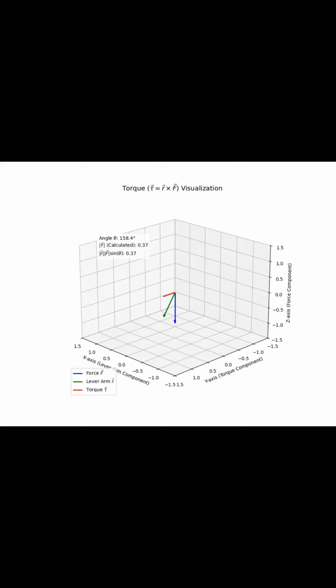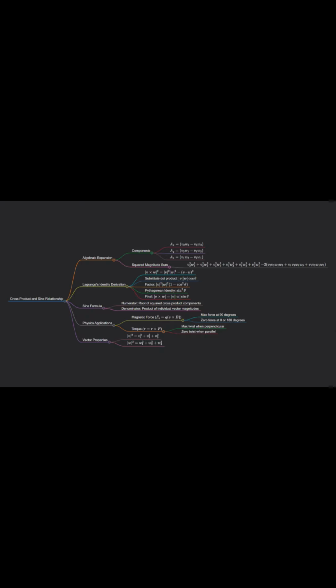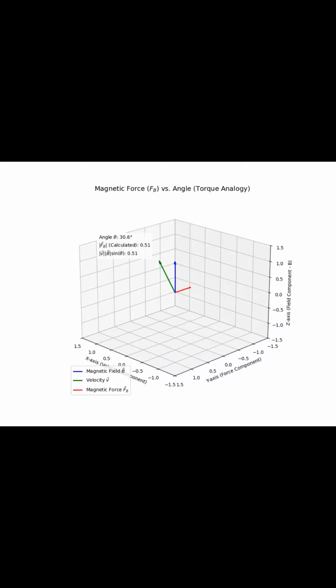In the physical world, this mathematical structure is used to model phenomena that rely on perpendicular interaction. Two primary examples are magnetic force and torque. When a charged particle moves through a magnetic field, the force it experiences is not uniform. It changes based on the direction of travel. The force reaches its absolute maximum when the particle's velocity is perpendicular to the magnetic field. However, if the particle moves parallel to the field, the force disappears entirely.